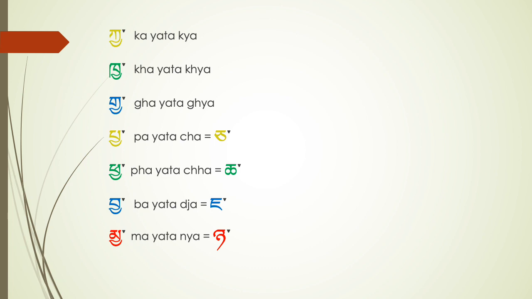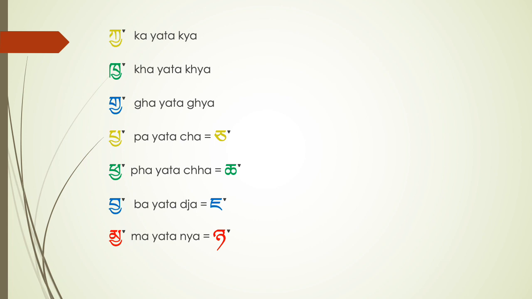So one way, again, to learn them is to recite them like a song. Kayata kya, kayata kya, gayata kya, bayata cha, payata cha, bayata ja, mayata nya. So these are the whole combinations here. I'll go a bit more slowly now. Okay, so the first line is kayata kya. The second letter is pronounced kayata kya. The third one, kayata kya. The fourth one, payata cha.